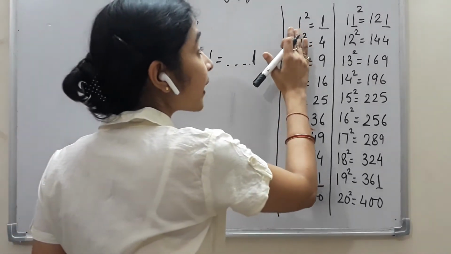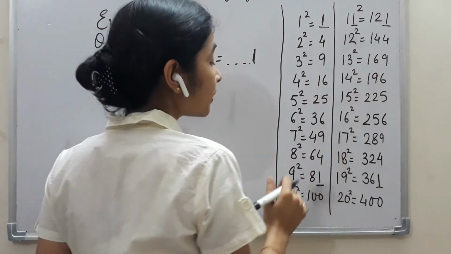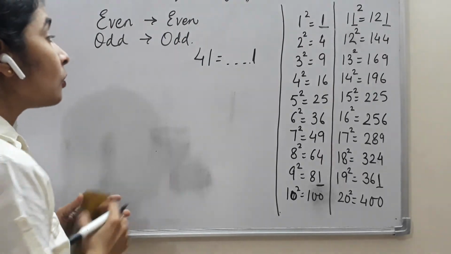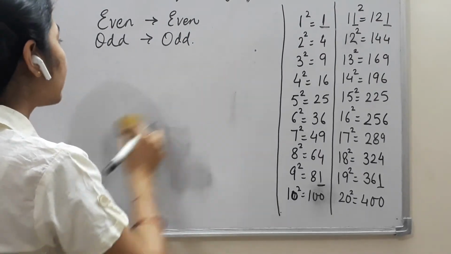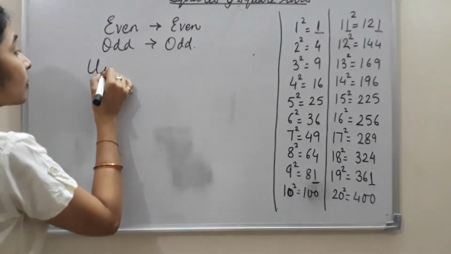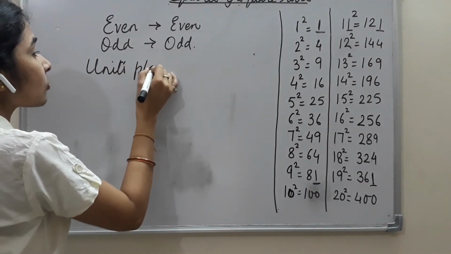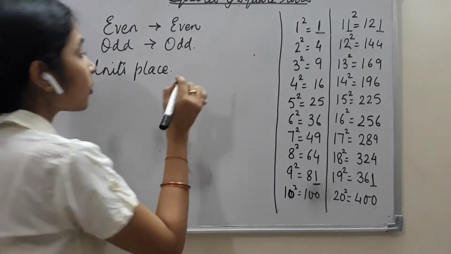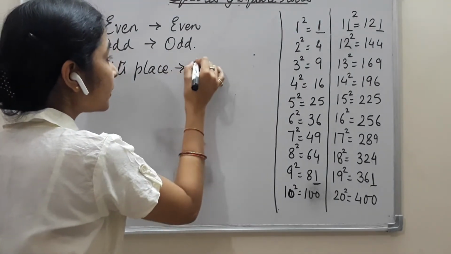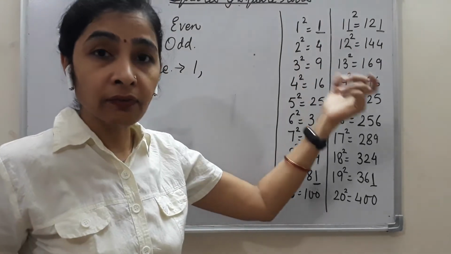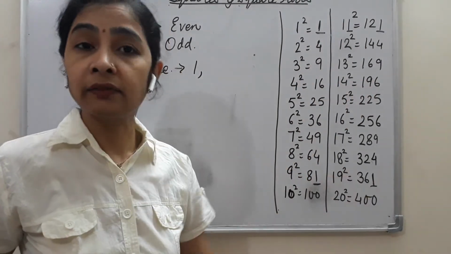So, in the square of 1 there is always 1 at the units place, and even in the square of 9 there is always 1 at the units place. So, we will write here the numbers which come at the units place in the squares of the numbers. We have already observed that there is 1 in the square of numbers ending with 1, as well as in the numbers ending with 9.